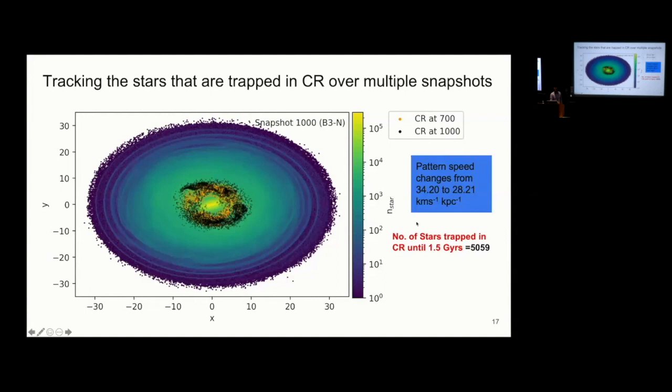And I found that there was a significant number of stars that were still trapped in corotation resonance, even after 1.5 gigayears. Here in orange, I have shown those stars that were present previously at 3.5 gigayears. And here we have these stars that are denoted by black dots. These are the same stars that are still present in corotation resonance, and they have been dragged a little bit outwards, as we can see. A significant number of them have moved outwards, which is evidence of resonance sweeping in the case of corotation resonance.